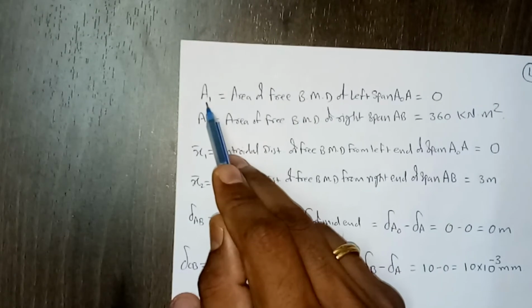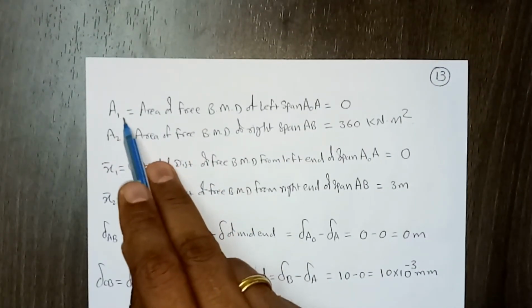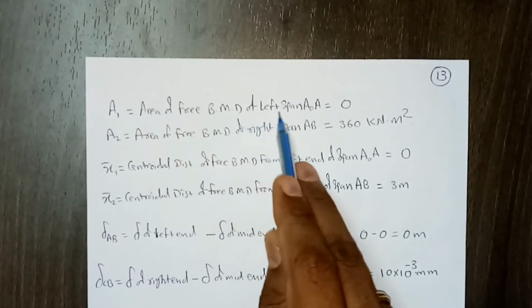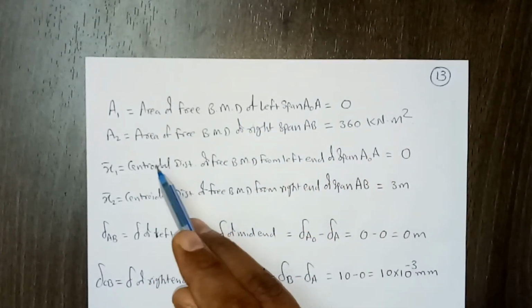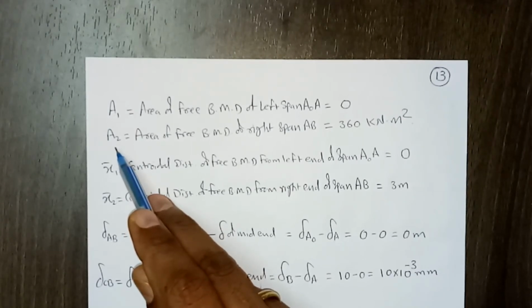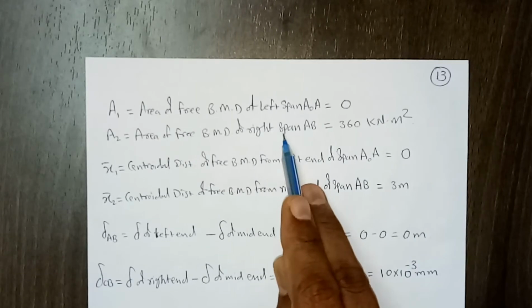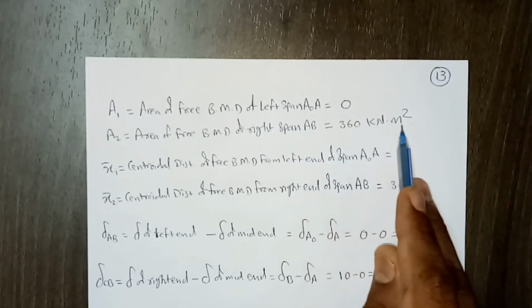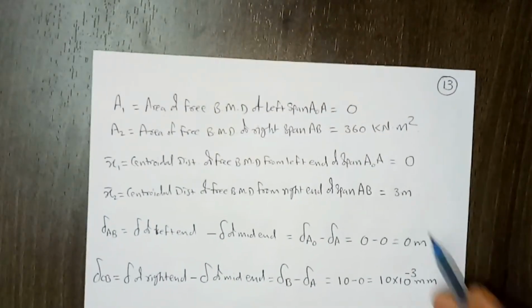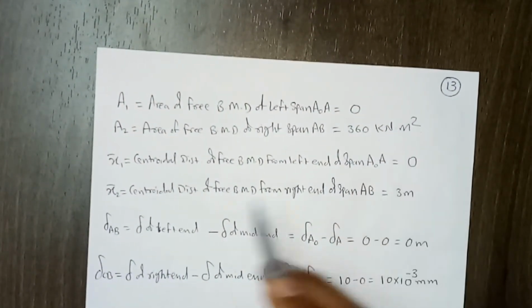Now area A1 represents the area of the free bending moment diagram on the left span A0 A, which is 0. There is no bending moment on the A0 A span. Then A2, the area of the free bending moment diagram on the right span AB, is equal to 360 kilonewton meter square, which we have already calculated. It is nothing but the area of the parabolic bending moment diagram.